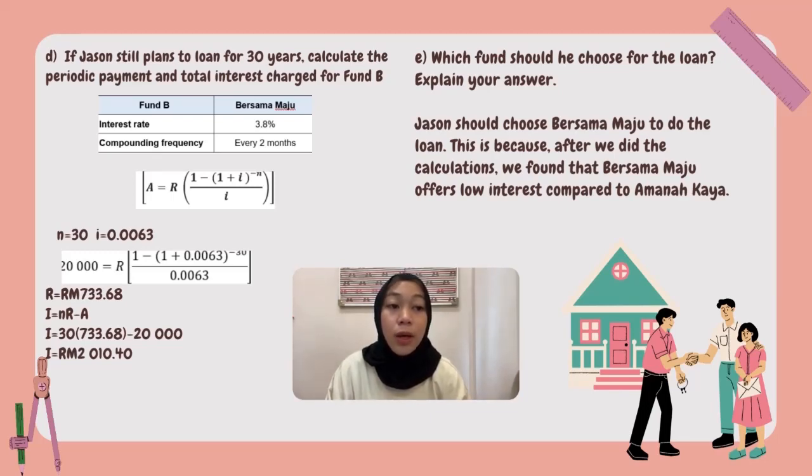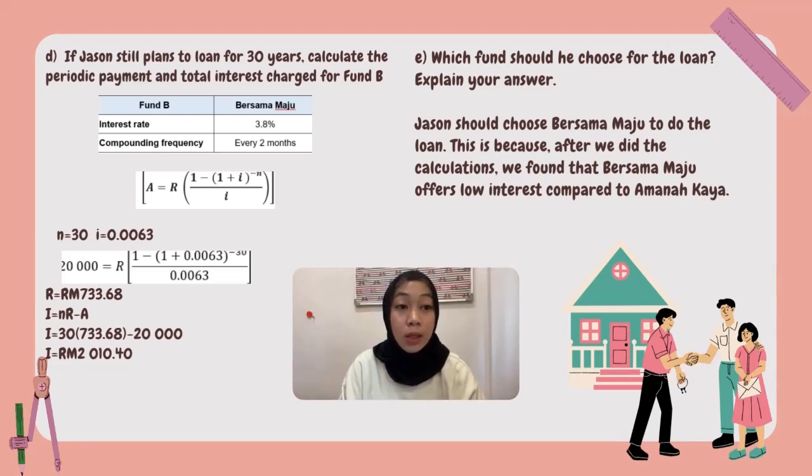I equals nR minus A. So I equals 30 multiplied by 733.68 minus 20,000. So the answer is RM 2,010.40.